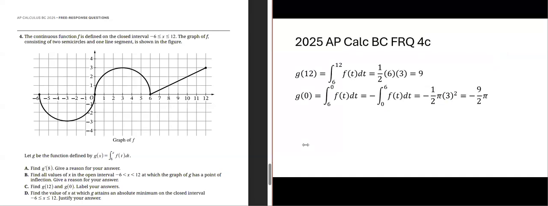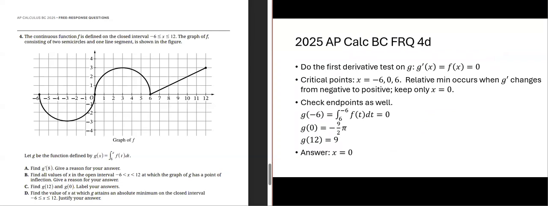Okay. Now let's go to part D. Find the value of x at which g attains an absolute min on the closed interval minus 6 to 12. Justify your answer. So we need to do the first derivative test, okay? So g prime, which is f of x, as we said earlier about the fundamental theorem of calculus, we set it equal to 0 to find our critical points. The critical points are when this guy is 0, so minus 6, 0, and 6, okay?